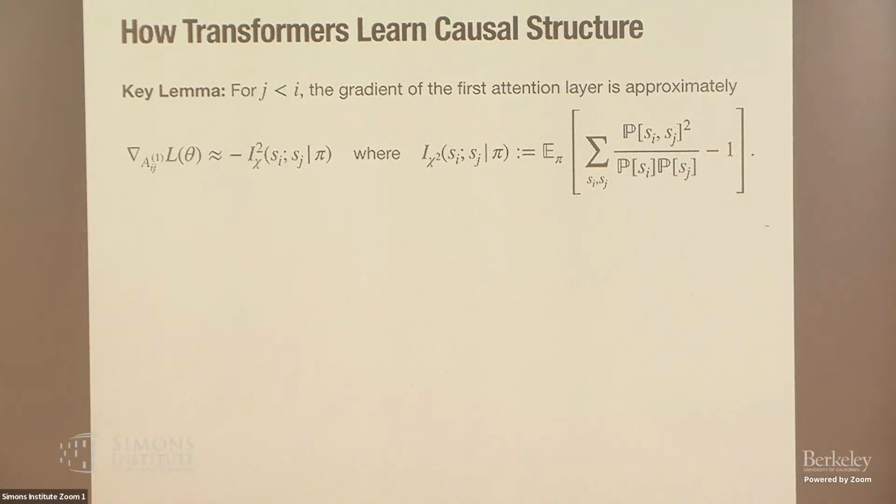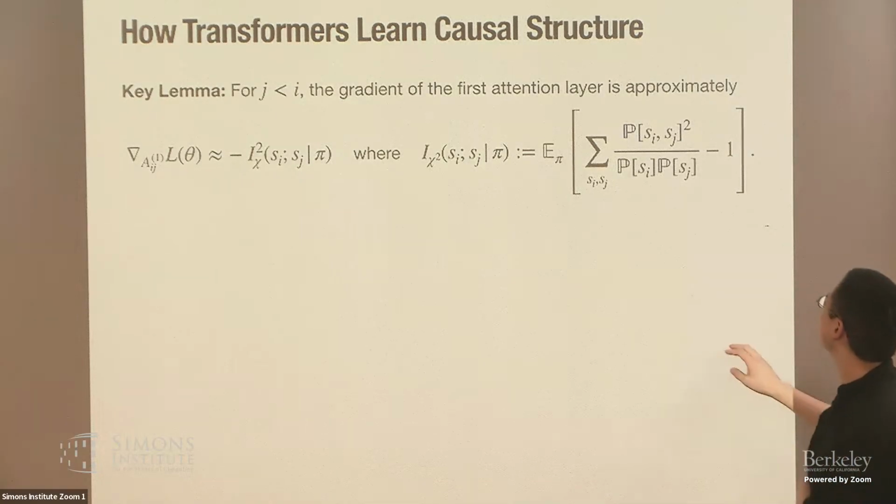Okay, so now let's look at what the gradients look like. It turns out the gradient of the first attention is very, very nice. It looks like something like the mutual information, the chi-squared mutual information between Si and Sj. It's not exactly this, but for the purposes of sketches, it's close enough.